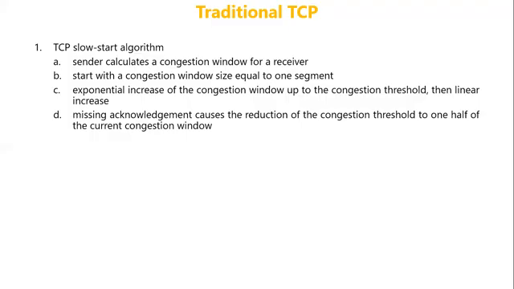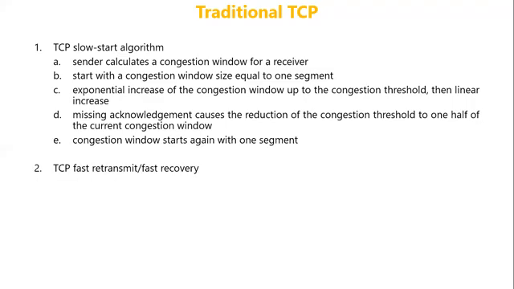Slow start will not keep on going with exponential growth forever. There is a limit for the exponential growth, called the congestion threshold. So slow start will continue with exponential growth until the congestion threshold is reached. Once the congestion threshold is reached, beyond the congestion threshold, the congestion window will be incremented by 1.